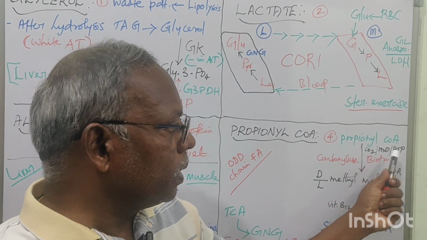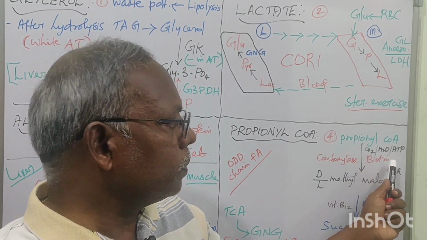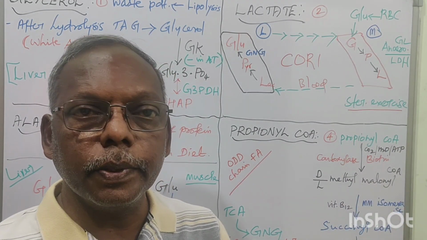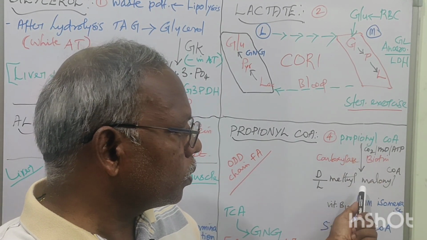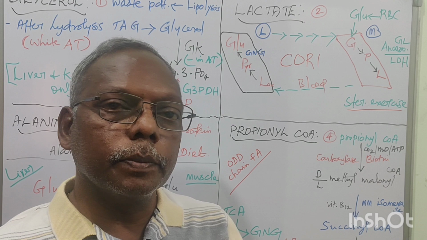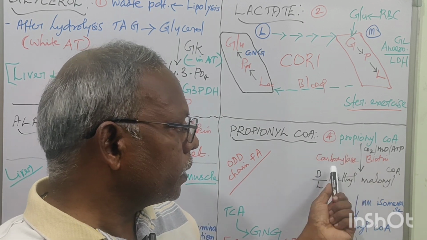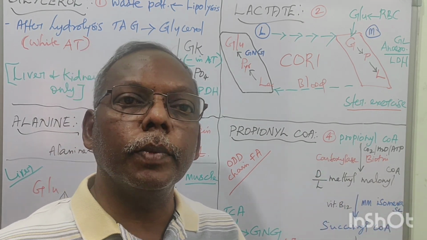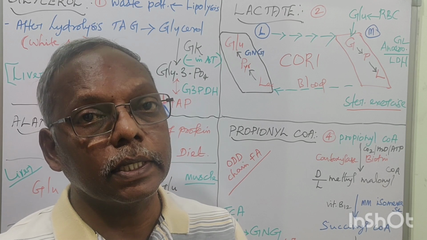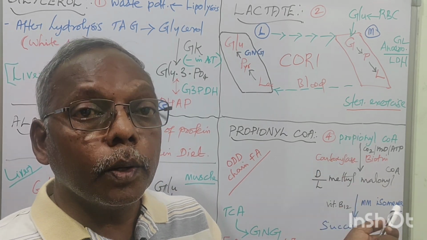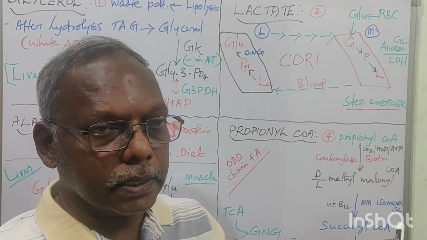So we need three molecules, one molecule of CO2, one molecule of water, one molecule of ATP for the conversion of propionyl-CoA to L-methyl-malonyl-CoA. The enzyme name is propionyl-CoA carboxylase, that is a carboxylation reaction. Biotin, a vitamin, is the coenzyme for this reaction.